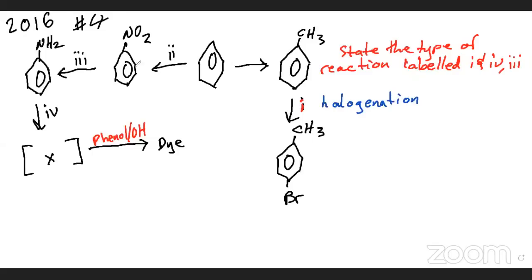All right, how about part 2? This reaction here, what is it? From benzene to nitrobenzene. Anybody? Nitration of benzene. Right. And number 3, from nitrobenzene to phenylamine. Reduction of nitrobenzene. Right.